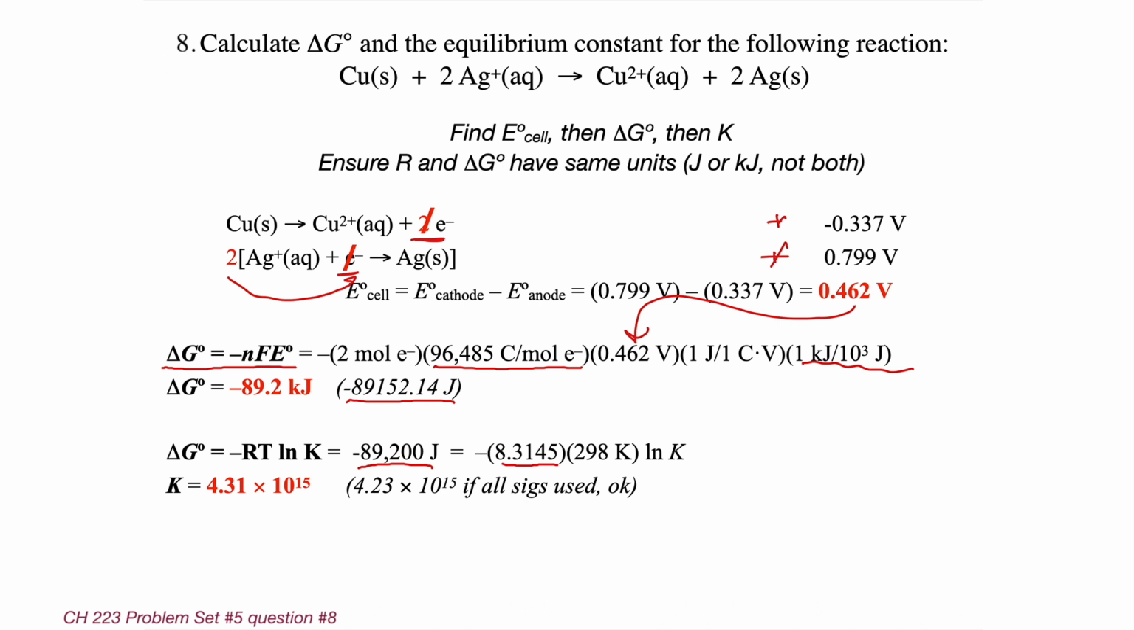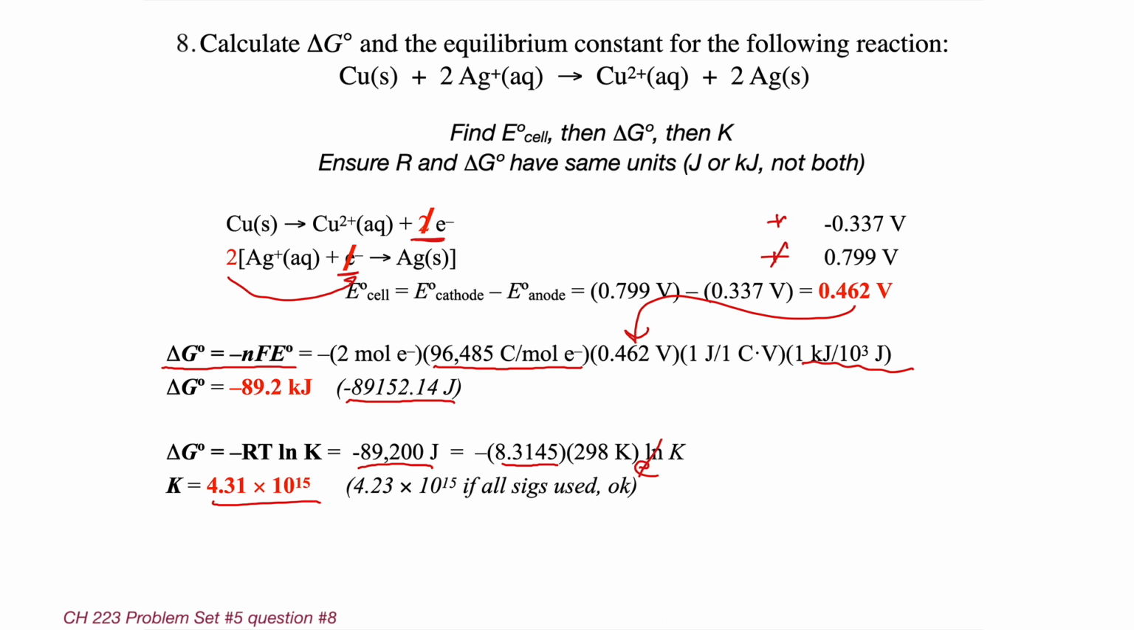But anyway, delta G equals minus RT natural log of K. Make sure you use Kelvin temperatures. You're going to have natural log of K equals some kind of positive number. And like we saw earlier, if you take the anti-natural log, e to the power of, e and natural log of something cancel, and we'll do that to both sides. So e to that big number gives an even bigger number, and that's the value of K. That's the equilibrium constant. So 4.31 times 10 to the 15th.